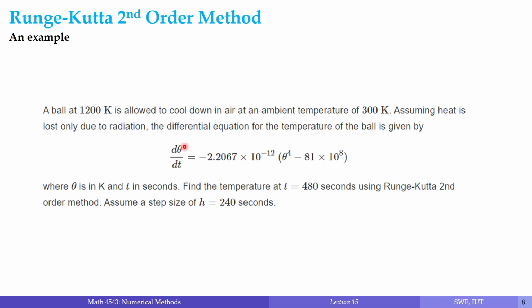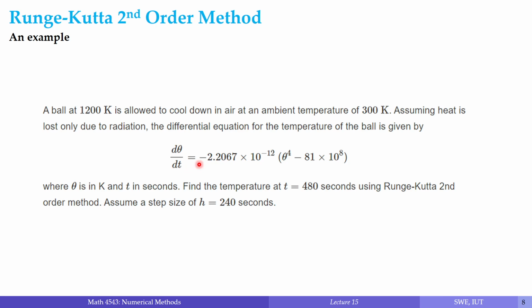This was a simple thermodynamics problem: we have a ball heated up to 1200 kelvins. It was allowed to cool down at an ambient room temperature of 300 kelvins. The temperature decline of that ball was dictated by this first order differential equation over here. We say that the change of the temperature theta with respect to the change of time was something like this. We call it d theta by dt, right?